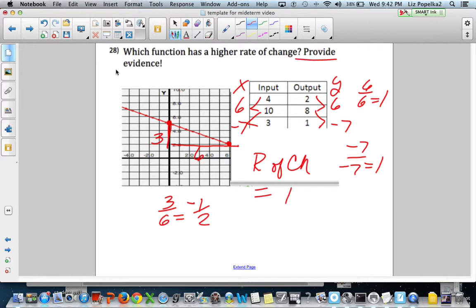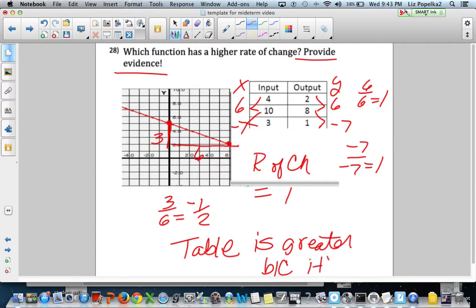For provide evidence, remember you needed to have some kind of evidence. So on your paper you should have said the table is greater, because obviously negative 1/2 is smaller than 1, but you should have said because it's 1, and the graph is only negative 1/2.